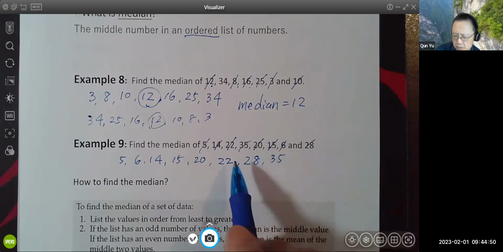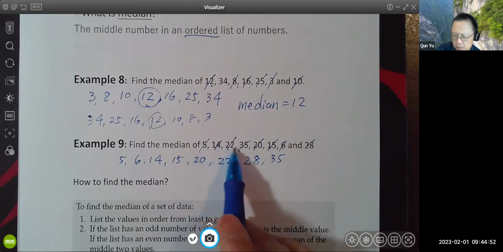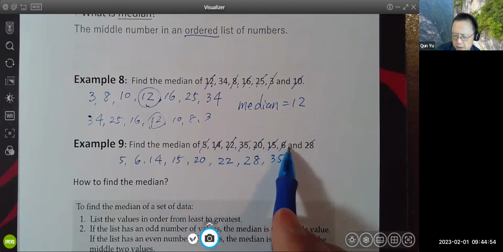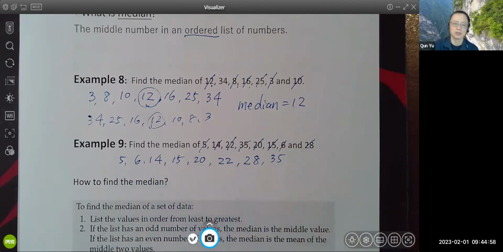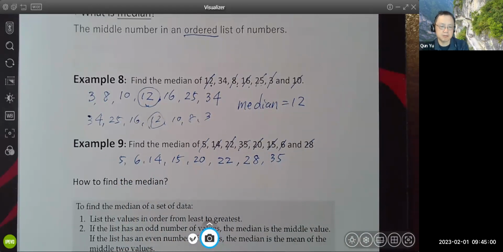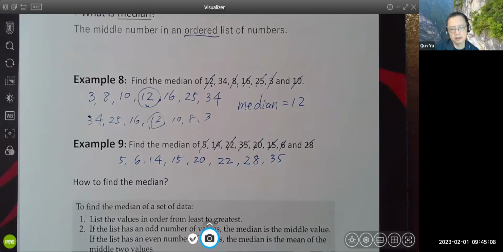How many numbers do we have? 1, 2, 3, 4, 5, 6, 7, 8. Yeah. So we get them lined up from the smallest to the biggest. Now this time you probably already noticed we don't have a single number in the middle. The reason for that is that we have 8 numbers, which is an even number.